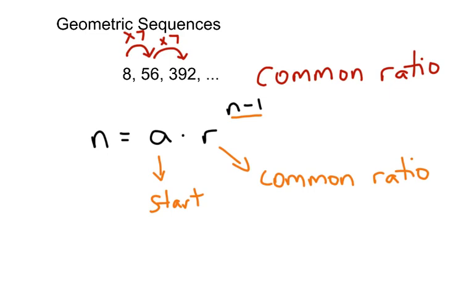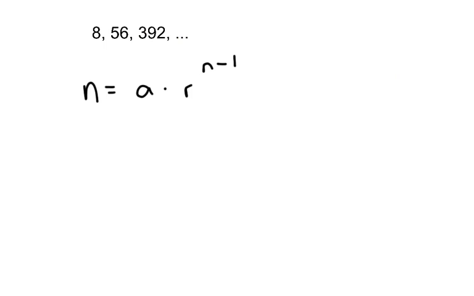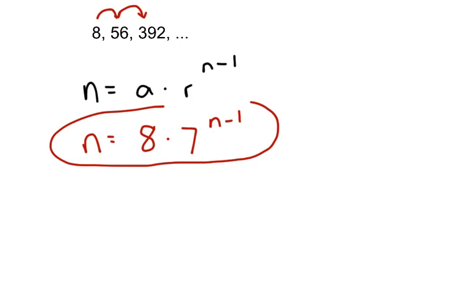Let's take a look and see if we can find the formula for this geometric sequence. So let's plug in the stuff that we're after. The nth term will be the starting number, which in this case is 8, multiplied by the common ratio. How much did I multiply by each time? Oh yeah, that was 7, times 7 raised to the n minus 1. My formula for the nth term for this geometric sequence is 8 times 7 raised to the n minus 1.